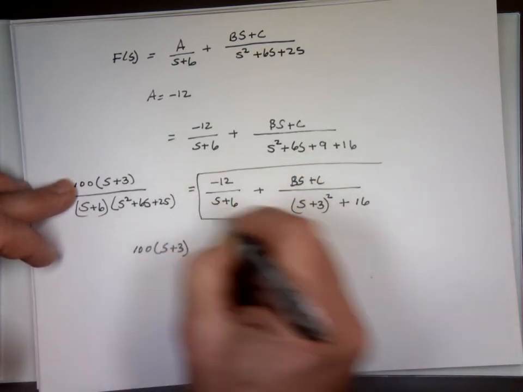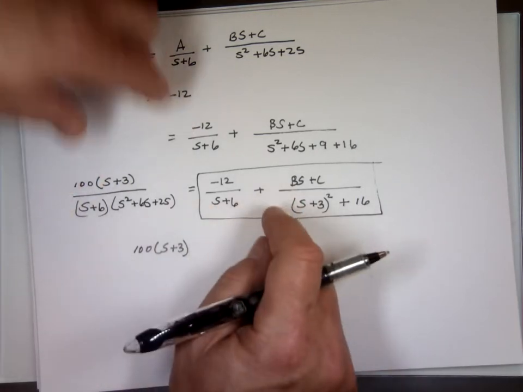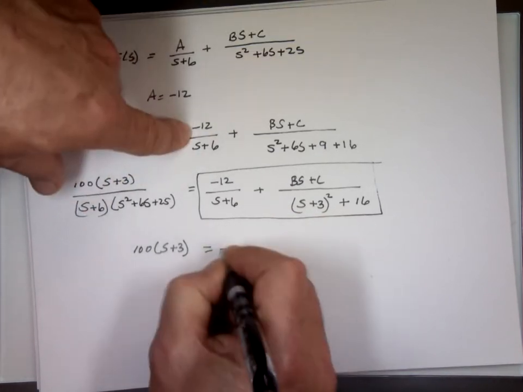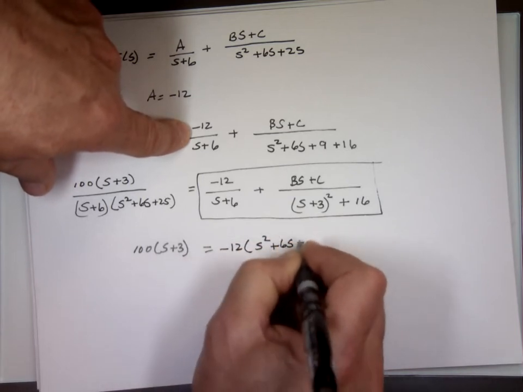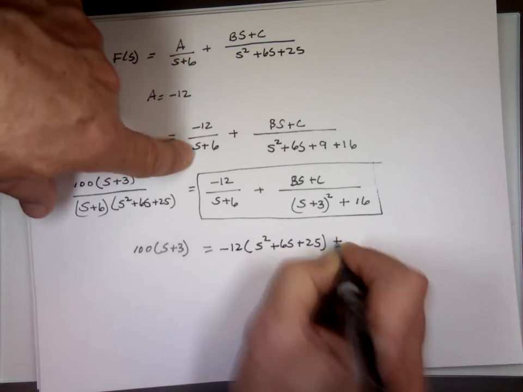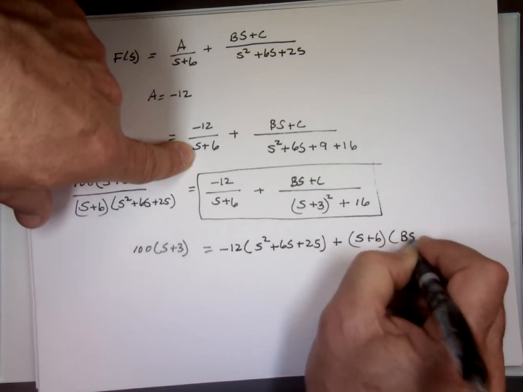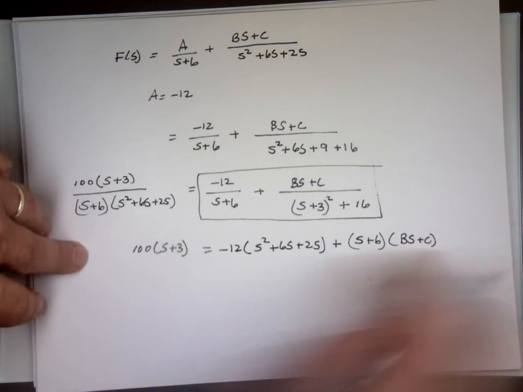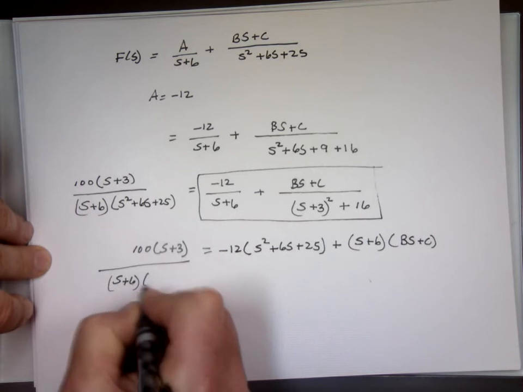I need to find what B and C are. 100 times S plus 3 is equal, that's just the top of this, should equal the top of this. That'll be negative 12 times S squared plus 6S plus 25, plus S plus 6 times BS plus C. Is that how you did it in math, in differential equations, linear algebra? Yeah, sort of. Differential, yep. That's the whole thing sitting on top. I just didn't put this. I was just trying to be lazy. On both sides.